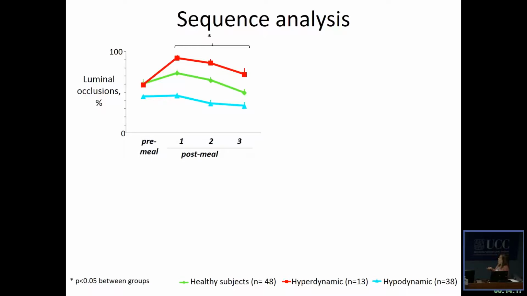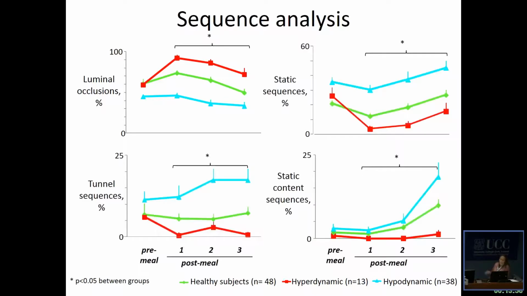So as you can see, after the meal in healthy subjects, luminal occlusions increase, and they decrease throughout the video. But hyperdynamic patients have a larger response and much more sequences corresponding to luminal occlusions, and hypodynamic cases are on the other side. They have few contractions. Other parameters that we measure, static sequences, it's the opposite to luminal occlusion. So hypodynamic cases have many static periods in their videos. Hyperdynamics have almost none or very few.